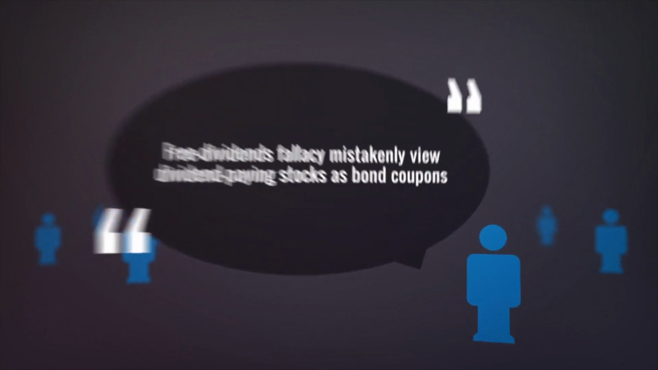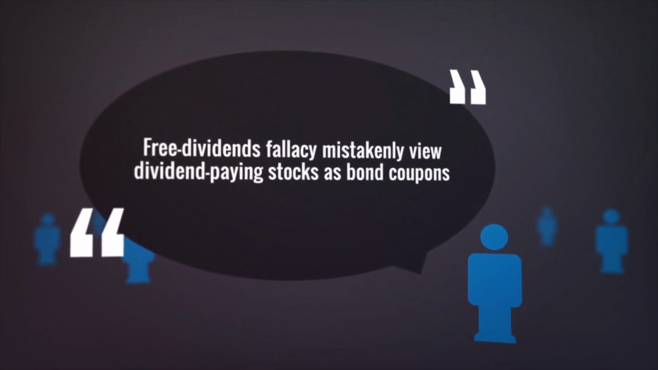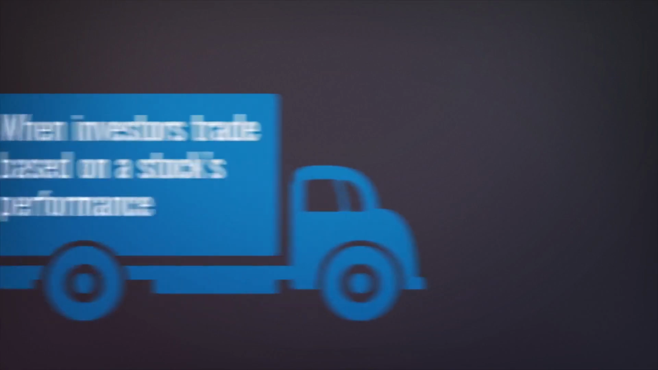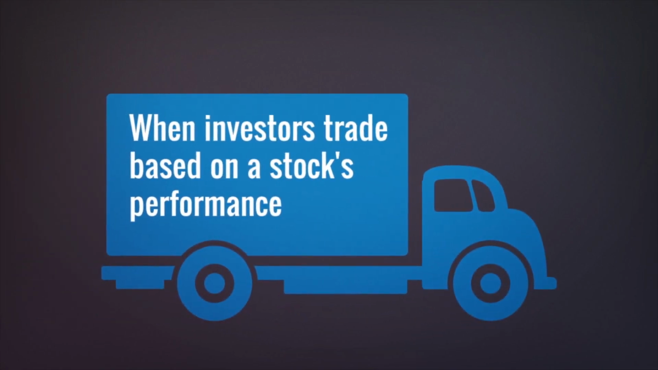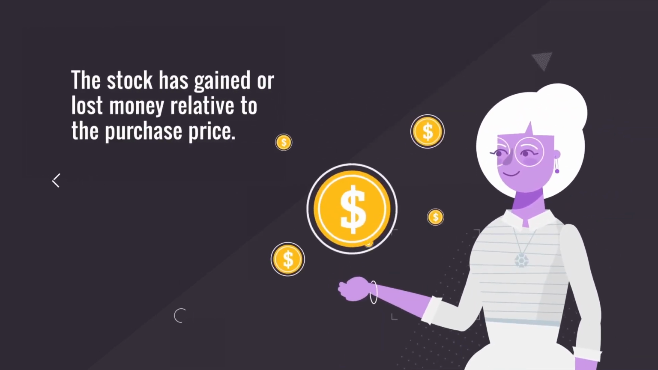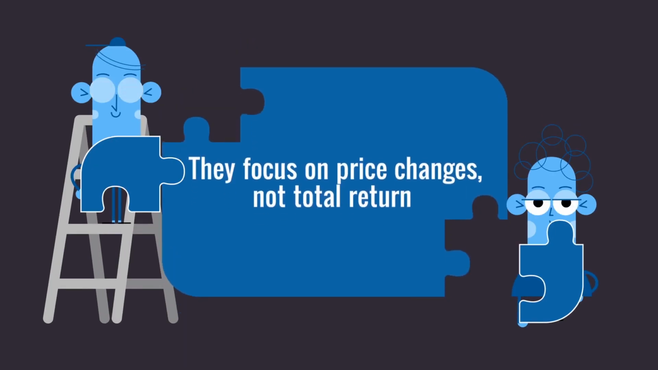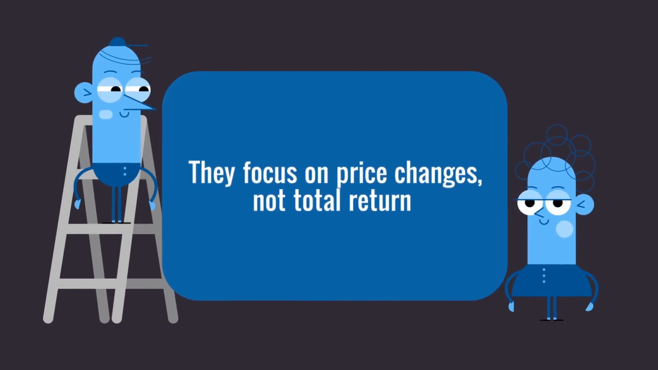Investors caught up in the free dividends fallacy mistakenly view dividend-paying stocks as bond coupons that produce small, stable gains over time. When investors trade based on a stock's performance, they focus on whether the stock has gained or lost money relative to the purchase price. Ignoring the impact of dividends, they focus on price changes, not total return.